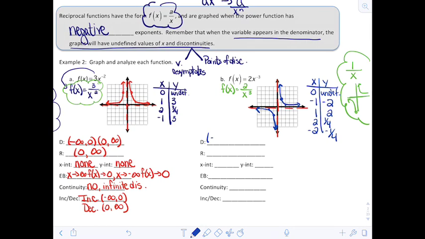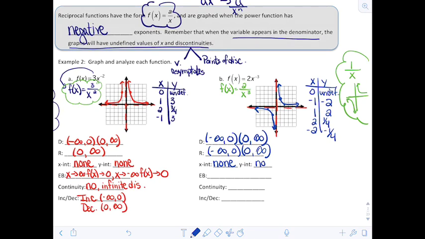So the domain for this, once again, -infinity to 0, not allowed to have 0 in the denominator, and then 0 to infinity. The range is actually going to be -infinity to 0 as well, and 0 to infinity. Just can't have that horizontal asymptote value of 0. X-intercept, there isn't one, does not touch the x-axis, and y-intercept, there's not one of those either.